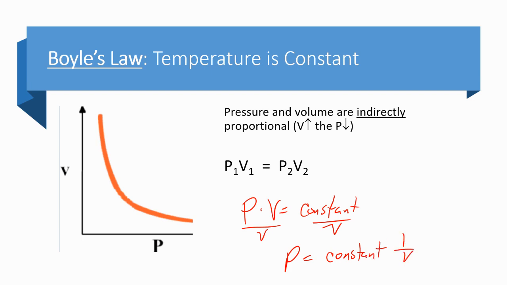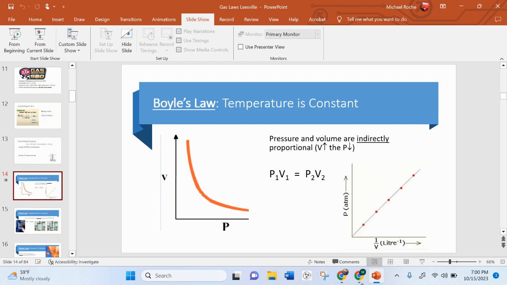And that should look like y equals mx from your math class, right? y equals mx plus b. That's a straight line. The constant is now the slope. The x-axis is 1 over V, and the y-axis is pressure. So that's why we're going to do that, to make that straight line.